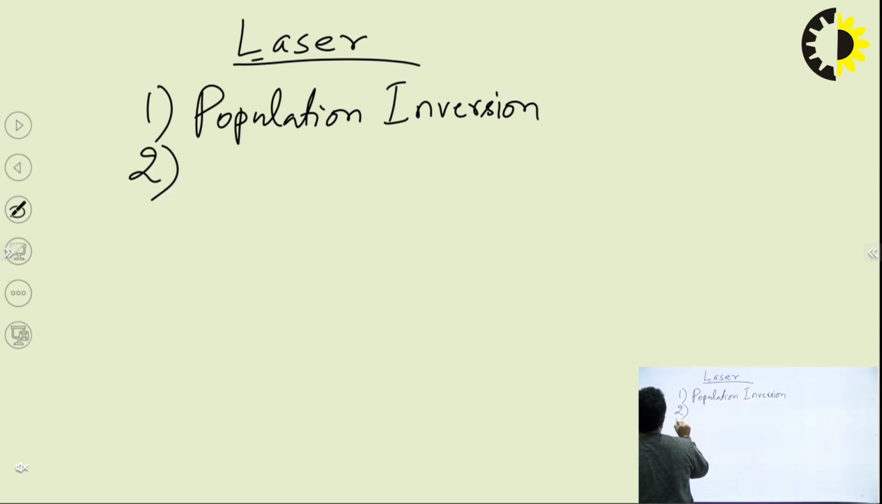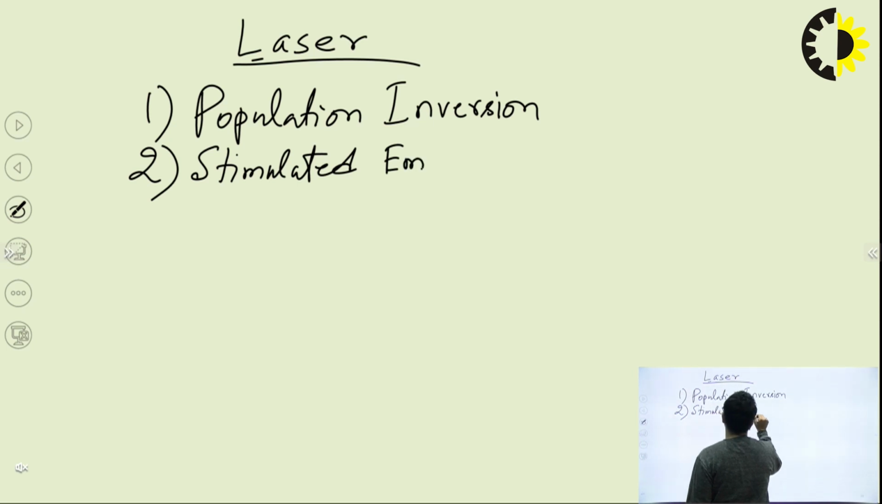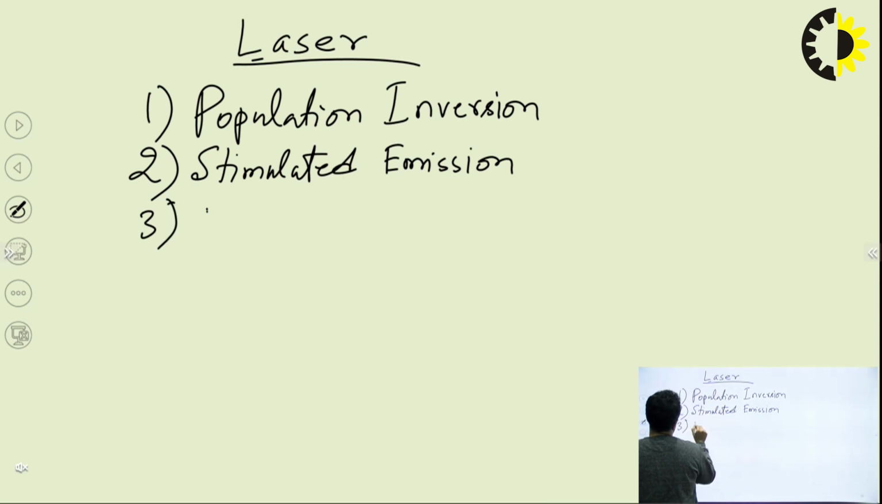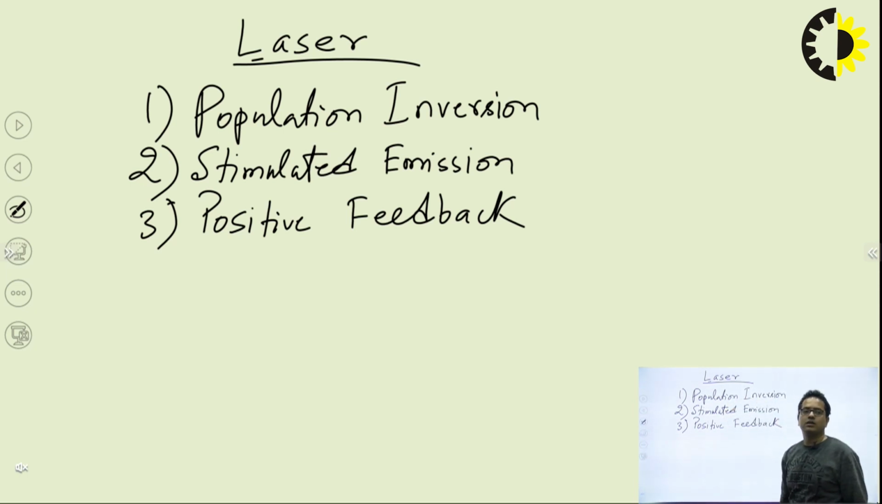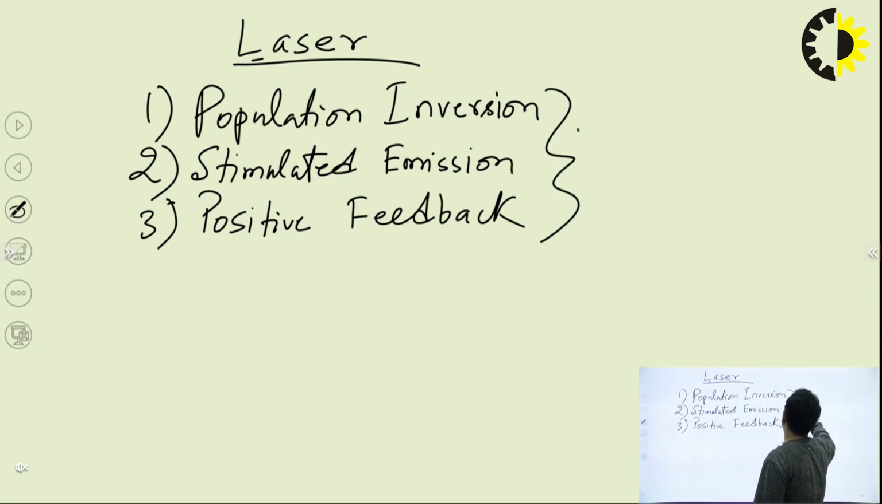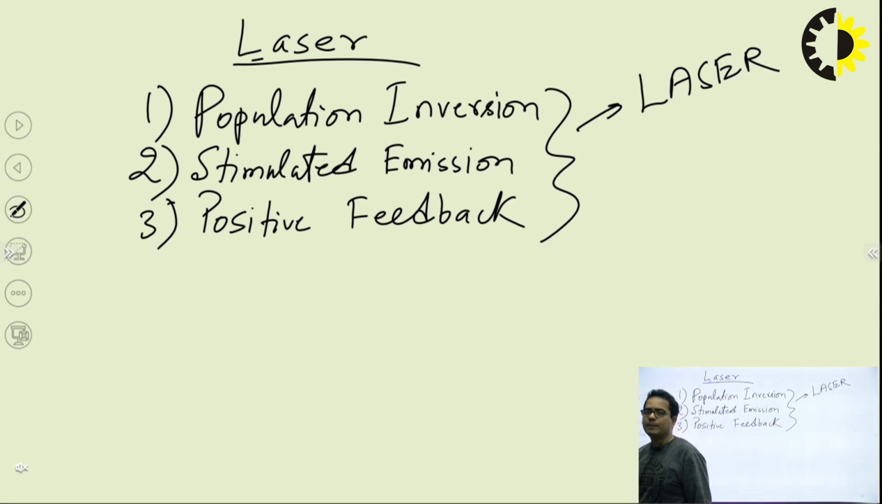Second is called stimulated emission. And the last one is called positive feedback. All these phenomena are going to combine and give you the operation of a laser. So all these phenomena are going to occur inside the laser. Now the first important thing is population inversion.